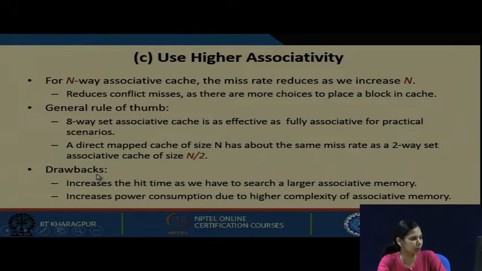So, what is the drawback of this? It increases the hit time as we have to search a larger associative memory, but the larger is only up to 8, because we have a smaller number of blocks in 8-way associativity. It also increases power consumption due to higher complexity of associative memory.